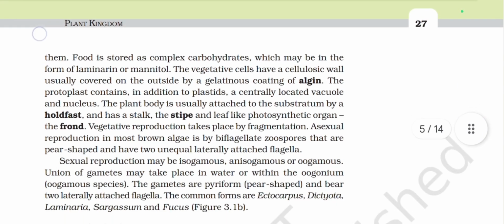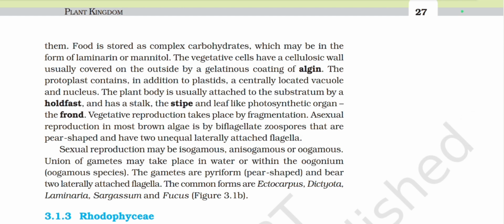Food is stored as complex carbohydrates which may be in the form of laminarin or mannitol. The vegetative cells have a cellulosic wall usually covered on the outside by a gelatinous coating of algin. The protoplast contains, in addition to plastids, a centrally located vacuole and nucleus. The plant body is usually attached to the substratum by a holdfast and has a stalk, the stipe, and a leaf-like photosynthetic organ, the frond.